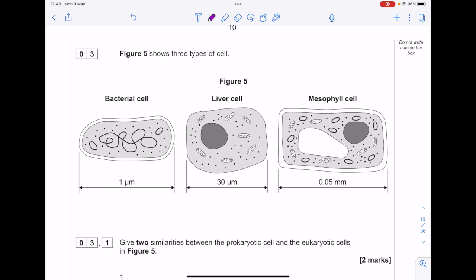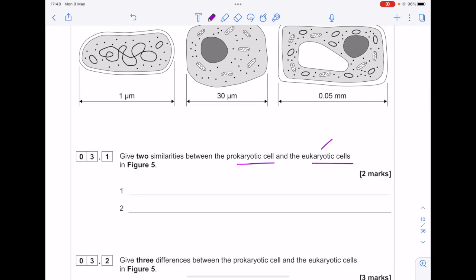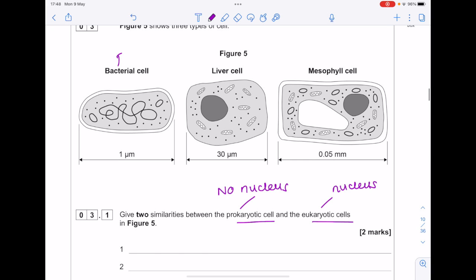Figure 5 shows 3 types of cell. Give 2 similarities between the prokaryotic cell and eukaryotic cells. Okay, what do these terms mean? Eukaryotic means they have a nucleus. Prokaryotic means no nucleus. So let's make sure we label these correctly. The bacterial cell is prokaryotic. The liver cell and the mesophyll cell, look, they both have a nuclei.